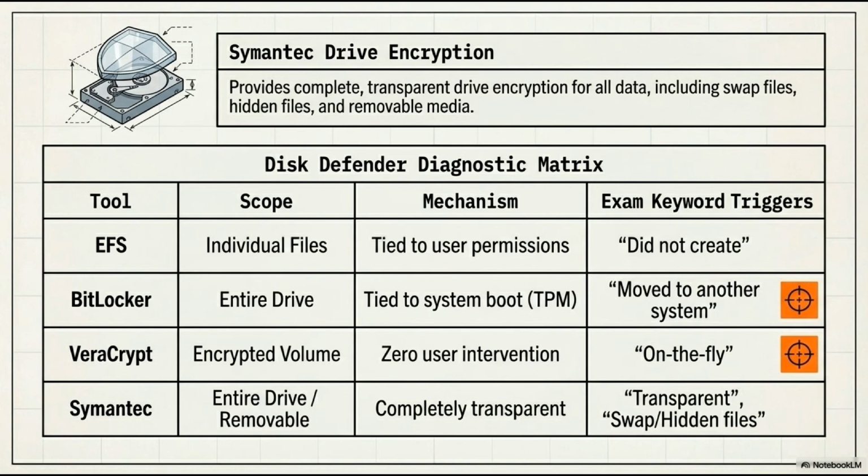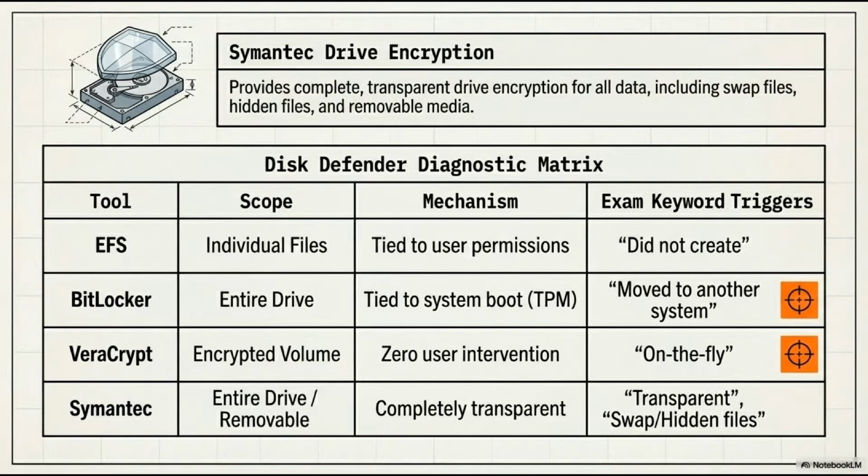Next, BitLocker. Tied to system boot and the TPM. The trigger scenario is a hard drive being moved to another system. Because it stays locked. Okay, third, Vericrypt. Zero user intervention once mounted. The ultimate trigger phrase is on the fly. And finally, Symantec. Completely transparent, overarching encryption. Look for the triggers, transparent, or scenarios specifically targeting swap and hidden files.